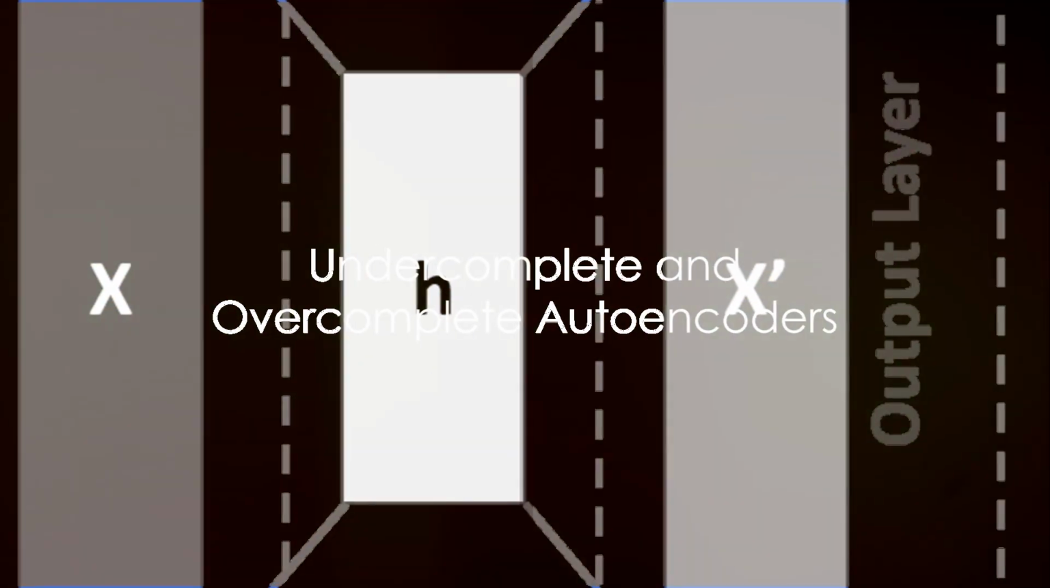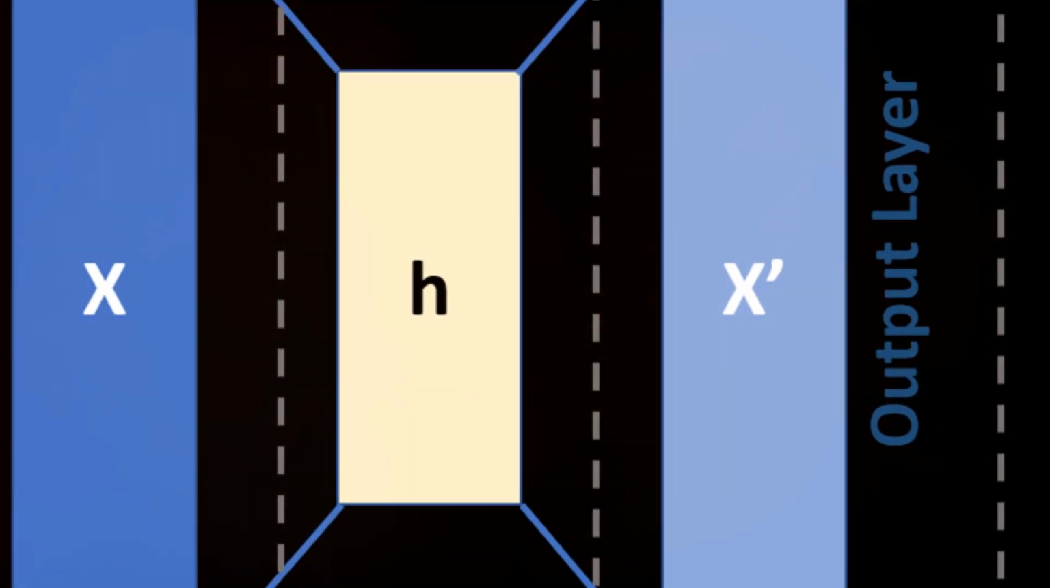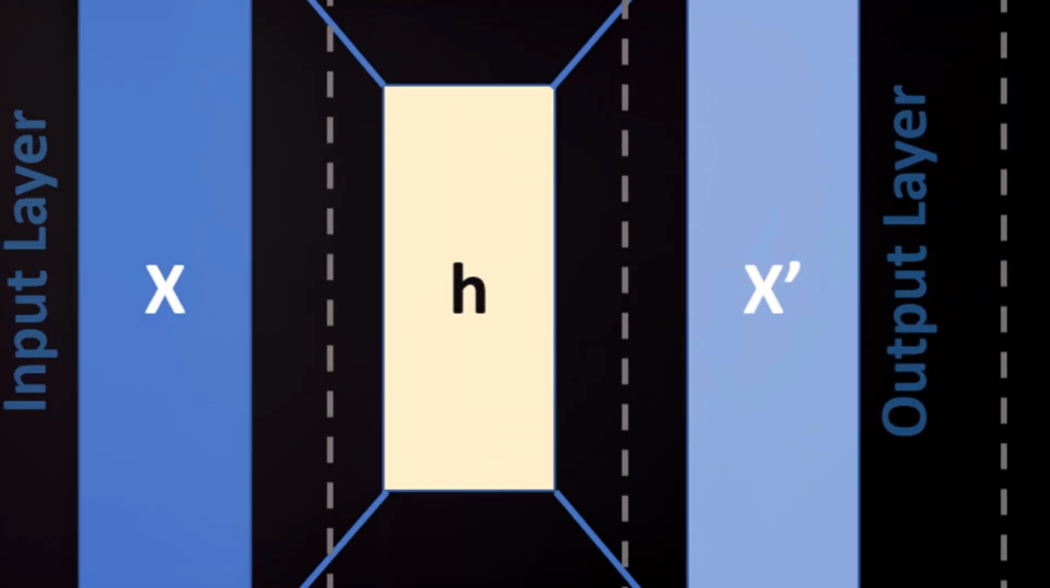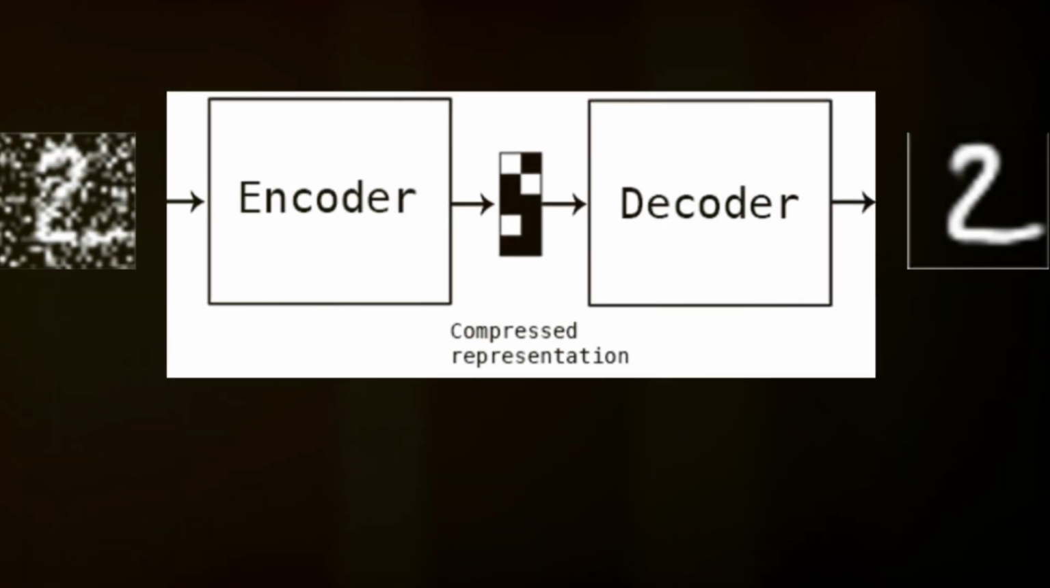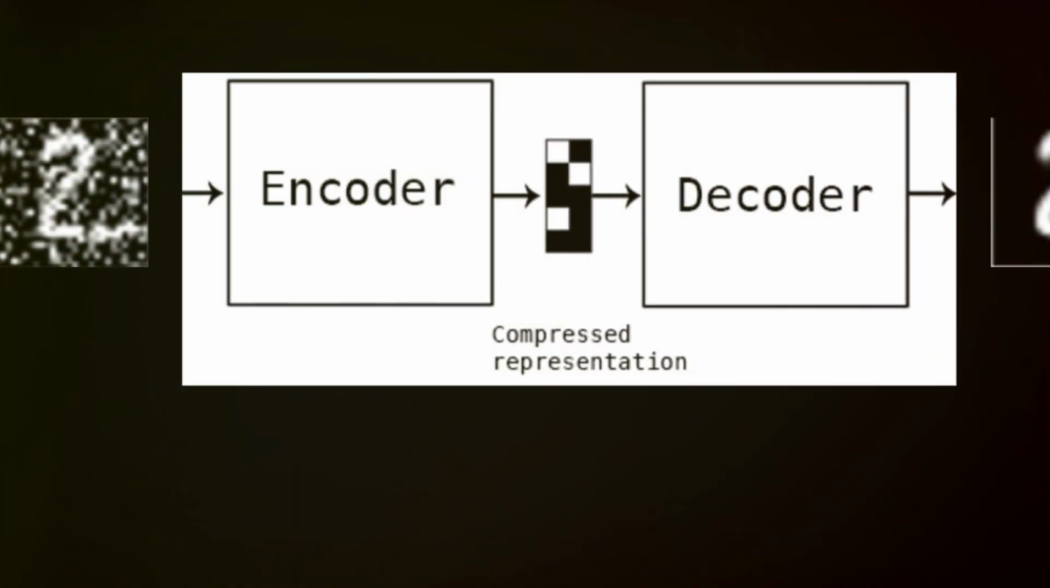Next, we'll grasp the concepts of undercomplete autoencoders. These are the simplest types of autoencoders where the dimension of the latent space representation is less than the input data. This forces the autoencoder to learn the most salient features of the training data.